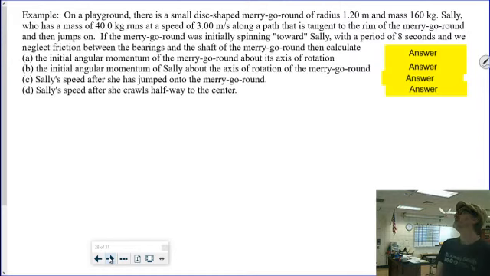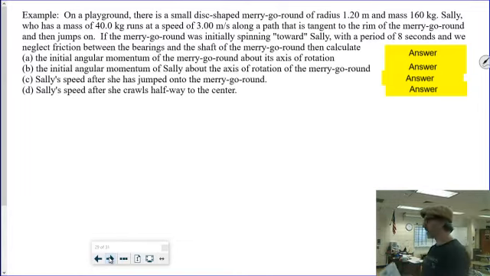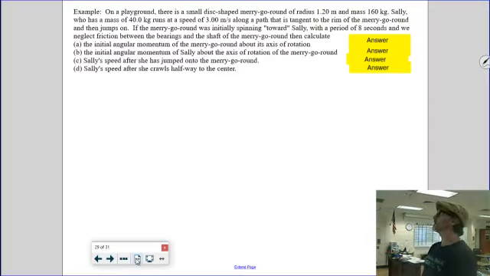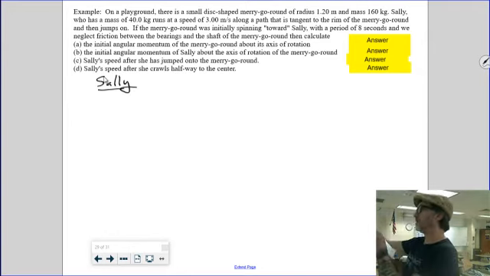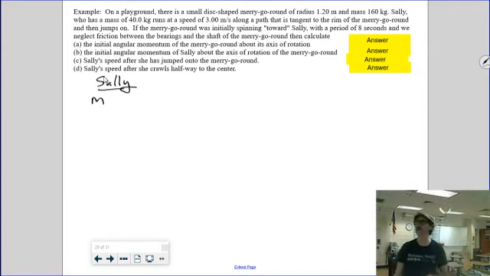So let's run through an example here. On our playground, you can read through this, so pause it, read it. Cool, done. Let's take a minute and write out what we know. For Sally, I'm going to use a little m for Sally and a capital M for the merry-go-round. I'll try to make sure I make those clear.